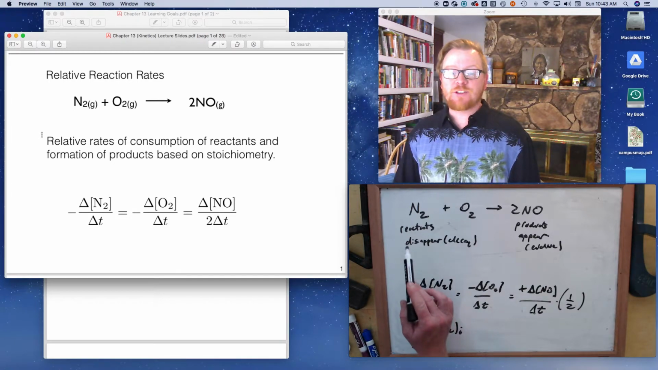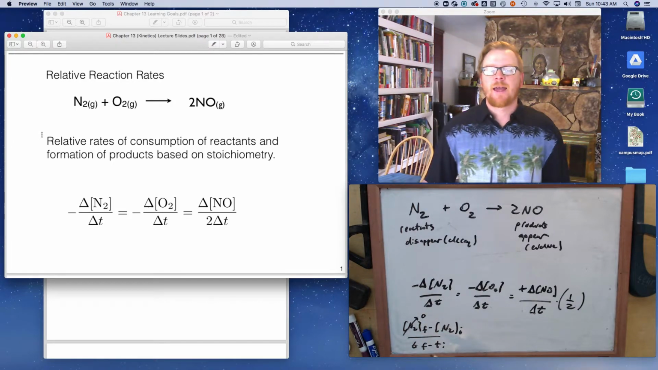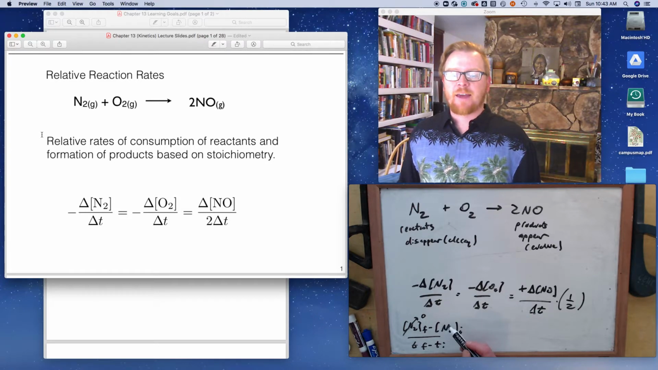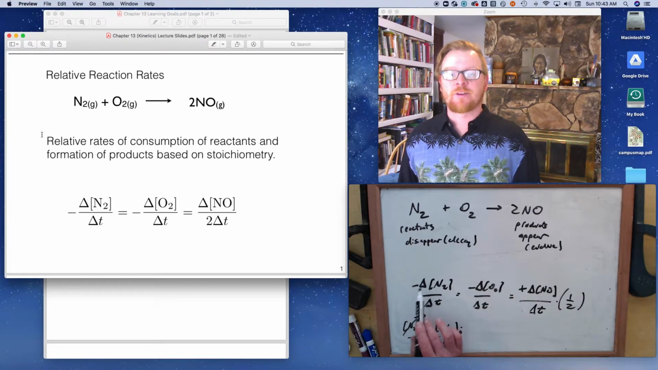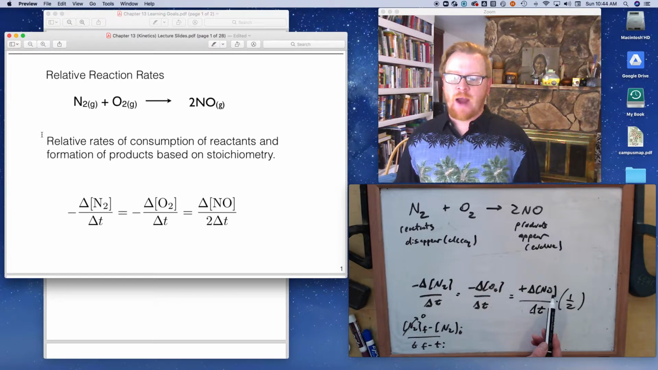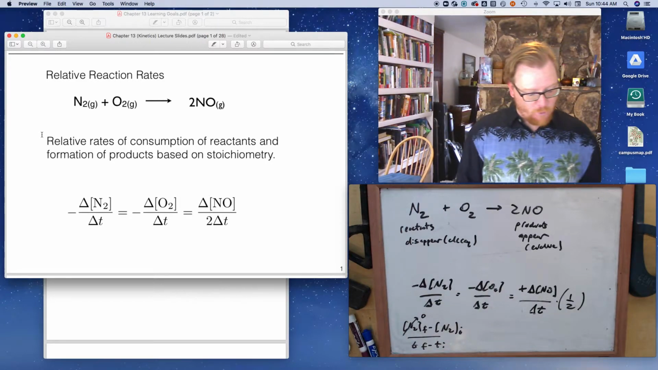Well, if N2 gets completely consumed, then this value is going to be 0. And so whatever the initial value is, let's suppose it was 1 molar. If that's 1 molar, then 0 minus 1 is a negative, and a negative times a negative makes a positive. So that's why all of these rates will in fact actually be equal to each other. Okay?